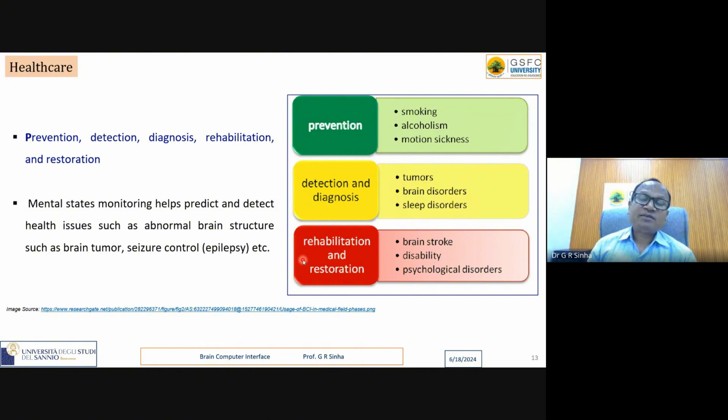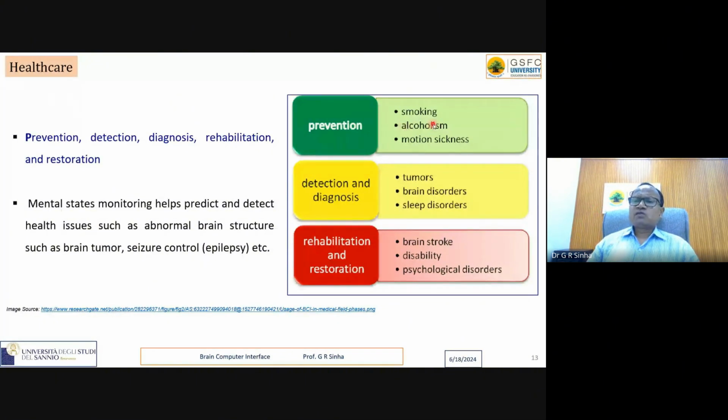And do you know that BCI is also used to address such difficulties? Look carefully: brain stroke, brain disabilities, and psychological disorders are also handled and are under rehabilitation or restoration. You are restoring the ability. The ability has been lost inside the brain, and you are trying to restore it. And then rehabilitation, detection, diagnosis and prevention.